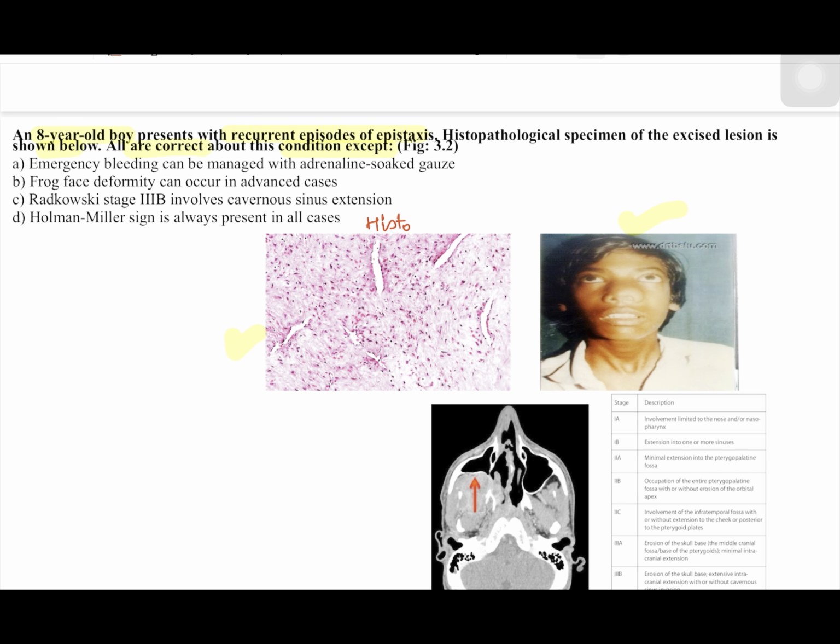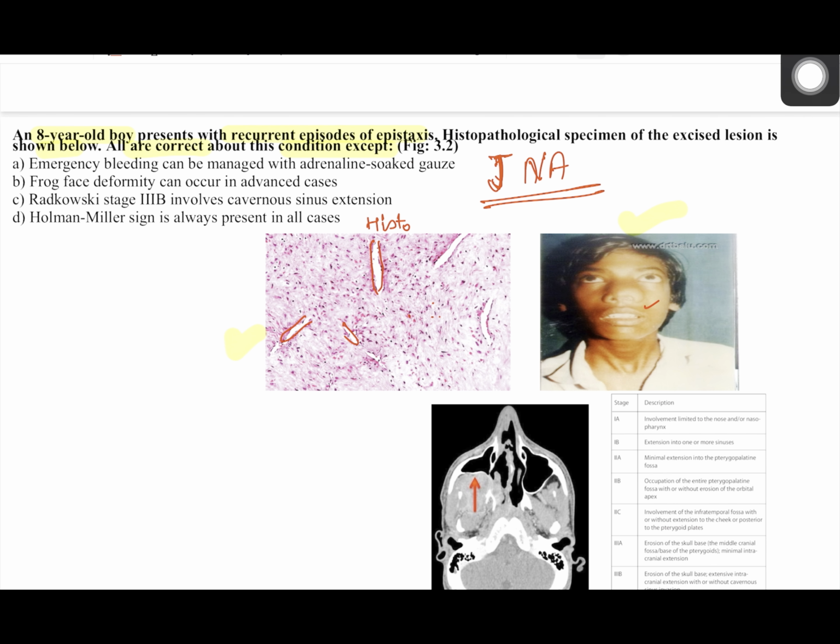Here you can see the boy with this type of deformity, and in this histological image you can see these are the blood vessels. Okay? And a lot of collagen is present and there are a lot of fibroblasts. So this is the condition called juvenile nasopharyngeal angiofibroma, or JNA. Okay? So this is the presentation of JNA.